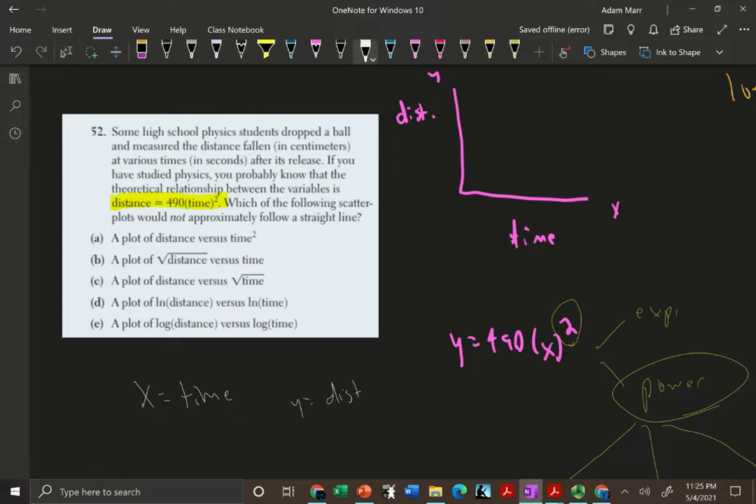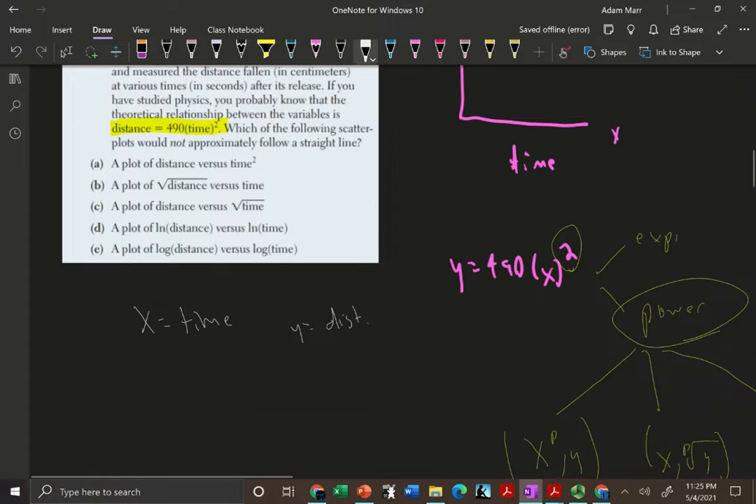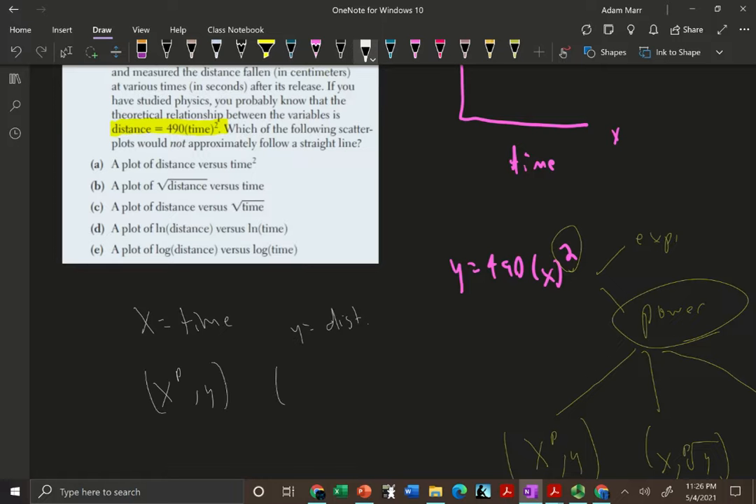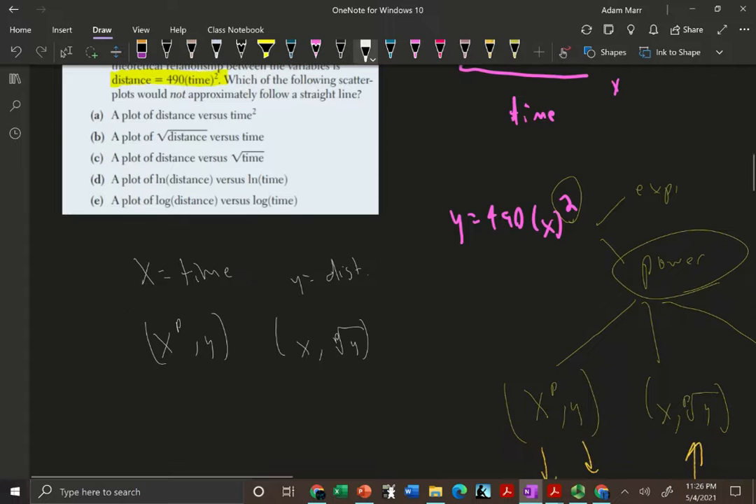Remember, for a power model, you can either use x to the p and y, or x and the p-th root of y, or you can take the log of both of them, or the natural log of both of them.